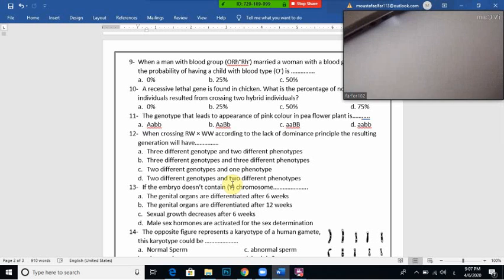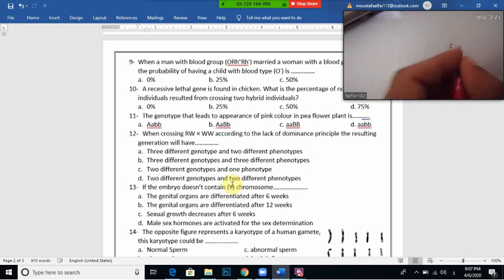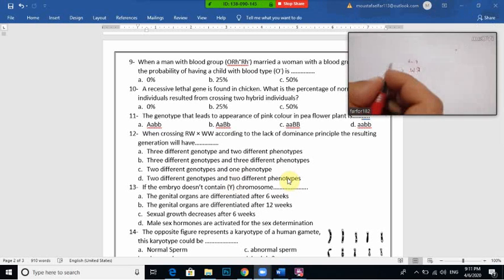R W, pink, and the other individual which carries white flower, W W. The G1 here will be R, W, and here is W capital. So the first generation will have R W, pink, and W W, white.